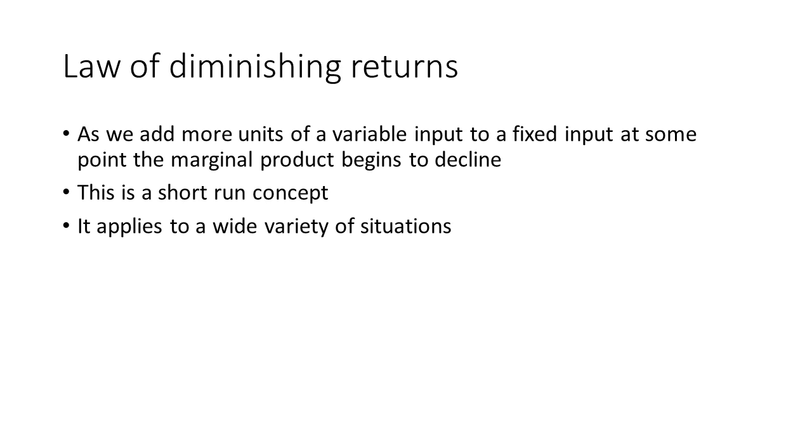What this all comes down to is the law of diminishing returns, which I just mentioned. And this is stated as we add more units of a variable input to a fixed input, at some point the marginal product begins to decline. And we saw that. The marginal product hit 10 and then it started to decline. That's a short run concept because it's assuming we have fixed inputs. In the long run, the law of diminishing returns does not apply. But it does apply in a wide variety of situations in the short run.